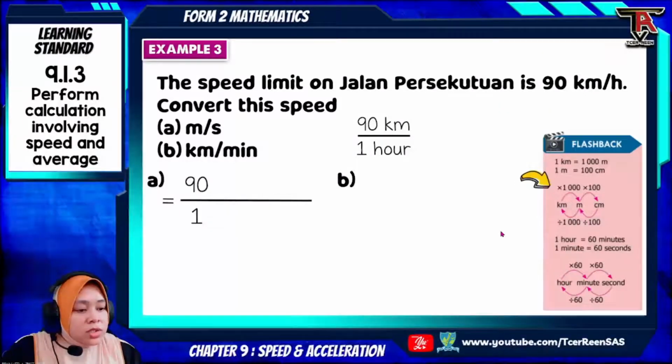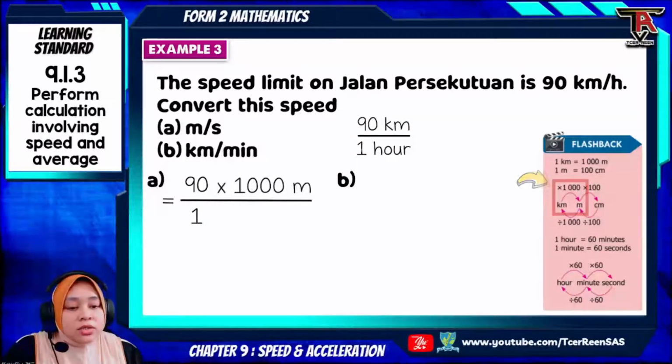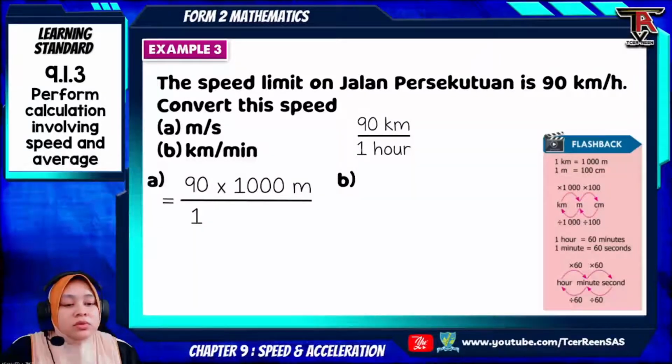Referring to this flashback, to change kilometer to meter, we need to multiply by 1000. So 90 times 1000 equals, okay, meter. Then for the lower part, we refer to this: 1 hour equals 60 minutes, and so on.